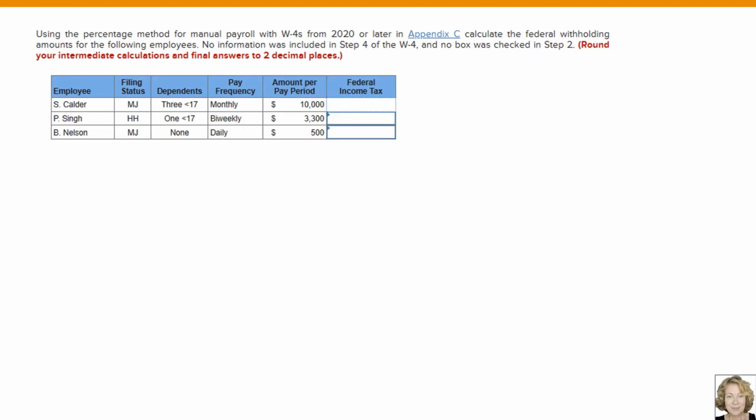Here's problem number 5. This problem is almost identical to question number 4, except that it has different amounts. Please give it a try.